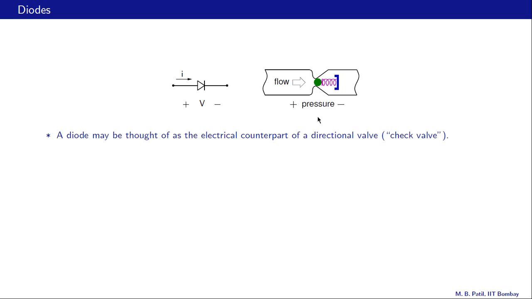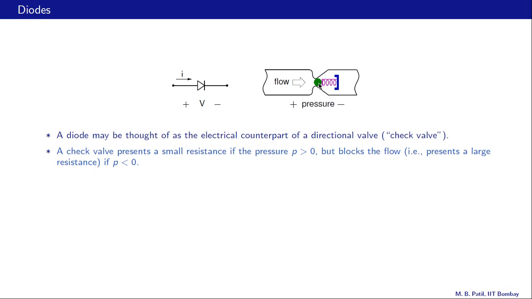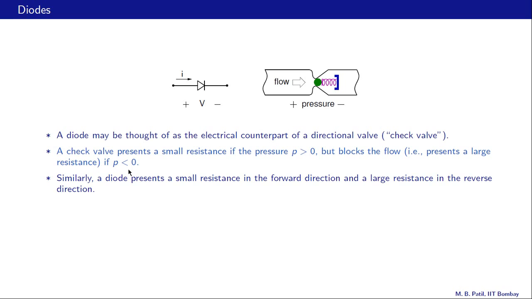And when the pressure is negative, the ball gets pushed in that direction, and it gets stuck in this constriction here, and no water flow is possible. In other words, a check valve presents a small resistance to water flow if the pressure P is positive, but blocks the flow, that is, it presents a large resistance to water flow if the pressure is negative. And similarly, a diode presents a small resistance in the forward direction, that is in this direction, and a large resistance in the reverse direction, that is this direction.